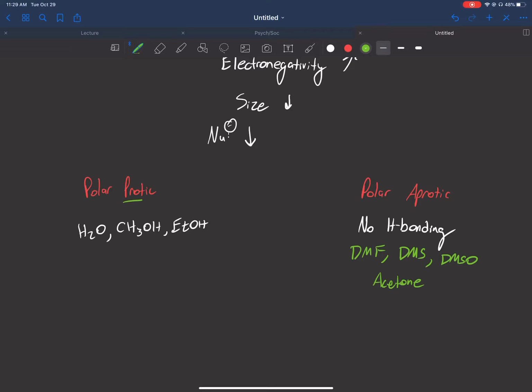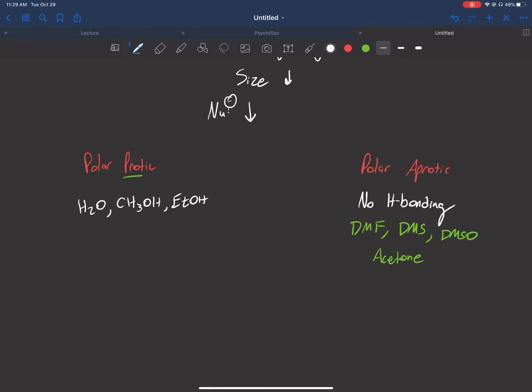All right, and so those are the two types of solvents, but how does that actually tell us how good nucleophiles are? Because that's what we're focusing on. Okay, so let's look at polar protic first.